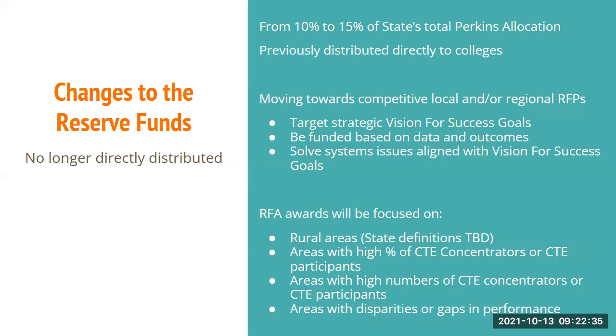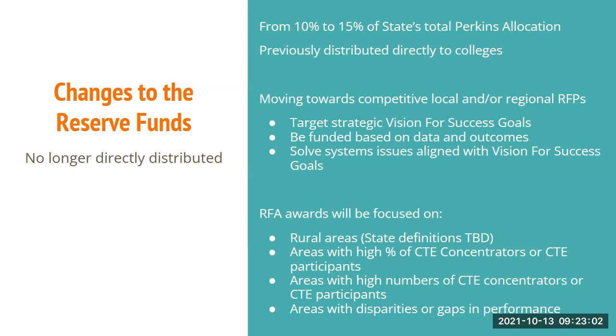So in regards to the changes in the reserve funds, for those who may not know, the reserve funds in California used to be called Tech Prep and then CT Transitions. Those reserve funds are about 10% under Perkins 4, and they've been shifted up to 15% under Perkins 5. So that's 15% of the total state Perkins allocation, which in 2020-21 was around 5 million statewide.